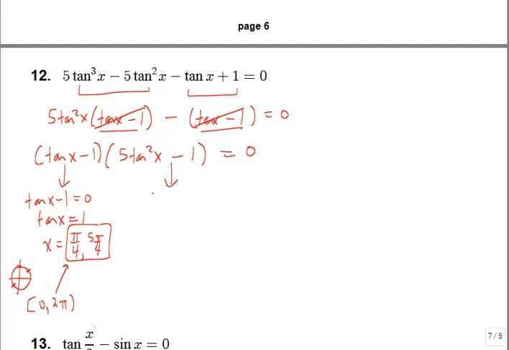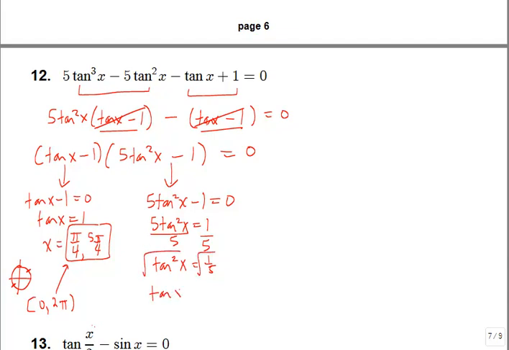Now this one's a little bit more complicated. We have 5 tangent squared x minus 1 equals 0. We're going to want to add that 1 over to the other side, divide by 5. We're trying to isolate that tangent as much as we can. Now once we get to this point, this is what tangent squared equals. So how do we figure out what its tangent is? We're going to need to take a square root of both sides.